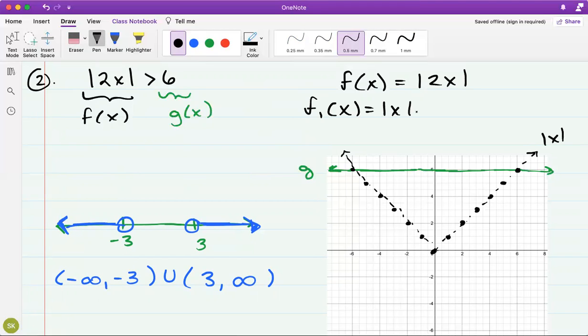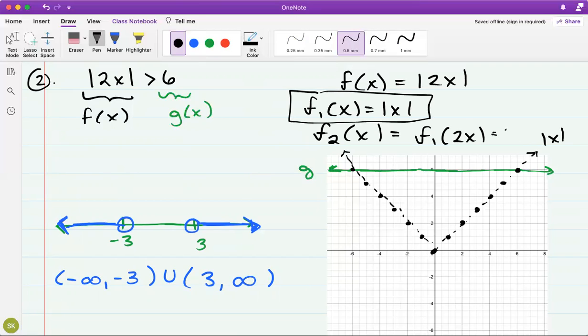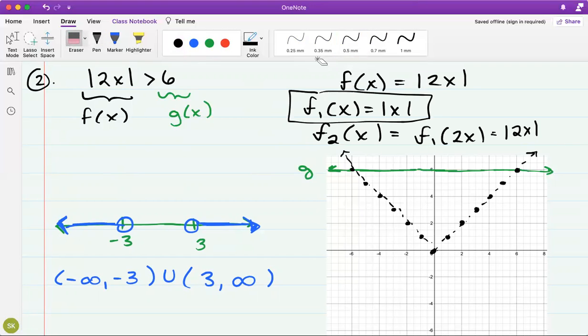Now, how do I go from the absolute value of x to 2x on the inside? Well, what I do is I'm going to define a new function, and that function is where we plug in 2x into this function. So that is the absolute value of 2 times x. Now recall what that does. Now this is the function we want. This is f of x. In fact, you don't even have to call this f2 of x. You can just say f of x is when we plug in 2 times x into this function here.